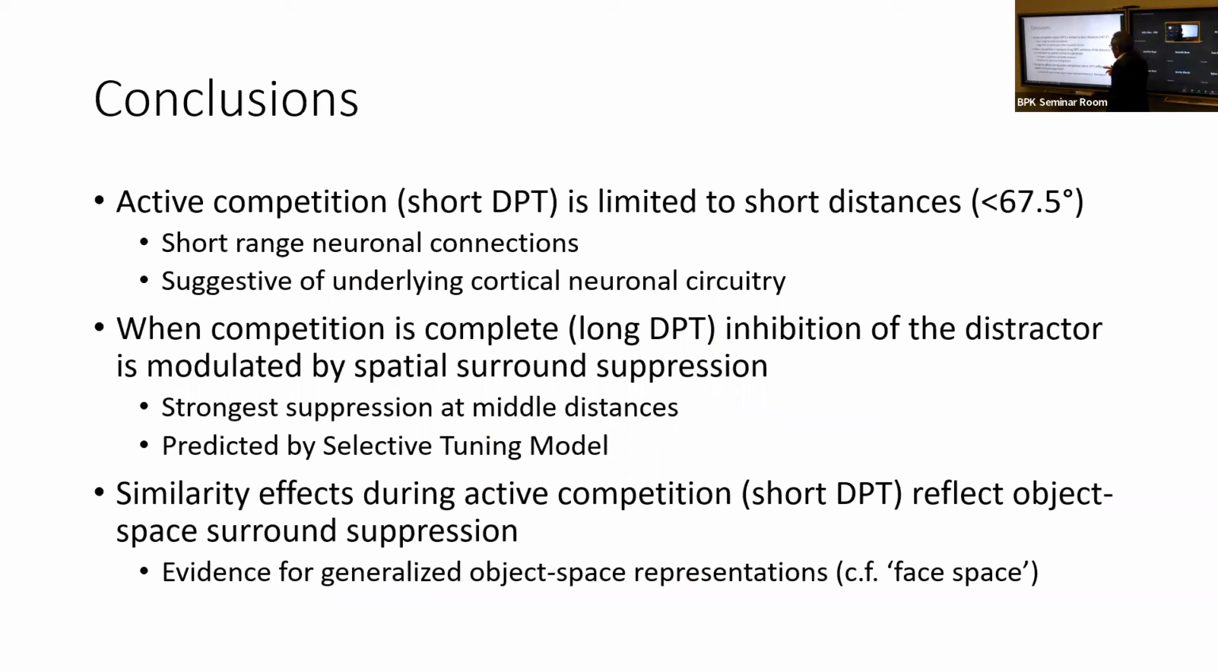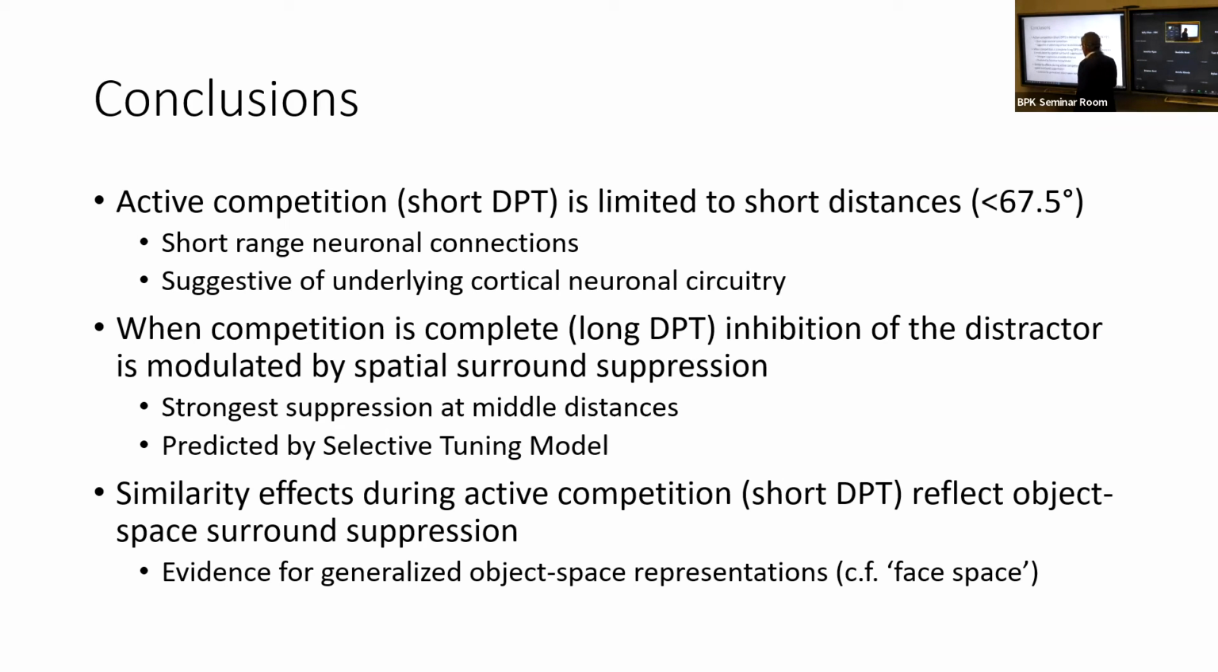So, conclusions: active competition is limited to short distances, likely due to short-range neuronal connections in the local area, and this gives us an idea of the underlying neuronal circuitry involved in these target-distractor competitions. When the competition is complete and we can inhibit the distractor, we're seeing spatial surround suppression out of that inhibition, strongest at the middle distances and predicted by attention models, which again suggests that the curvatures in these cases are being driven by active dynamic connections to visual processing areas.